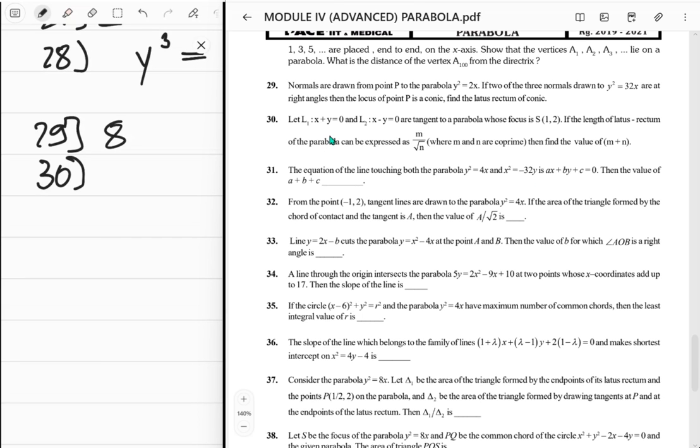Let L1, x plus y equal to 0, and L2, x minus y equal to 0, be tangents of a parabola whose focus is S(1, 2). Okay, these two are tangents to a parabola. Oh, the slopes are just 1 and -1. Wait, what? y equal to minus x and y equal to x? Oh, focus is okay, fine. Huh, but then it's perpendicular. Okay, starting to make sense somewhat. If the length of the latus rectum of the parabola can be expressed as this thing, find the value of m plus n. Huh.